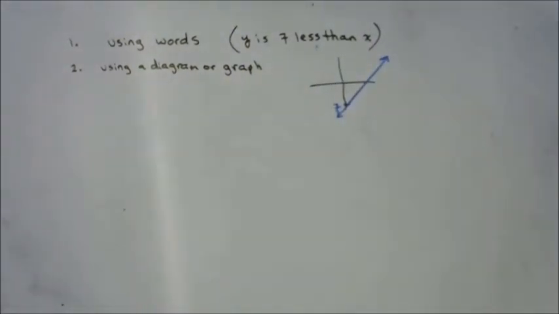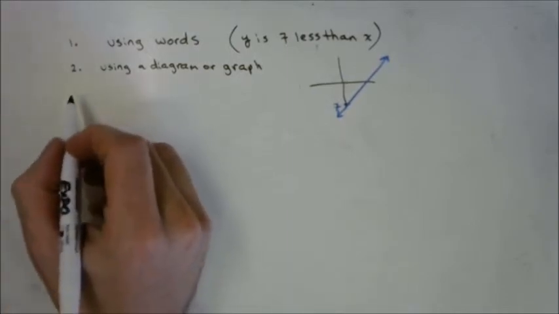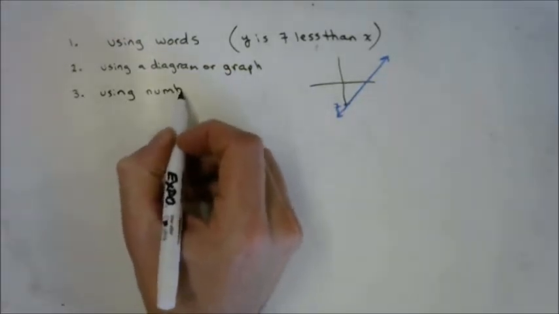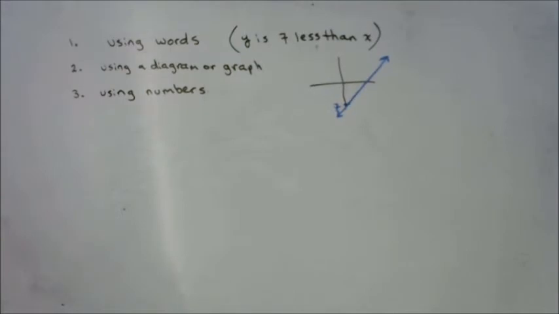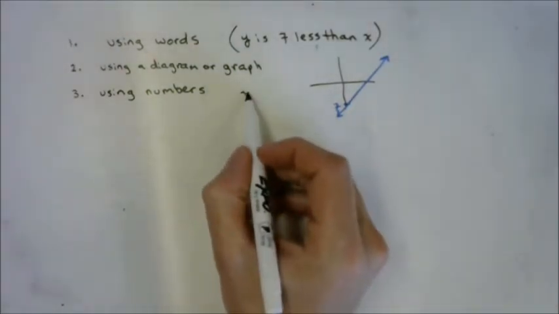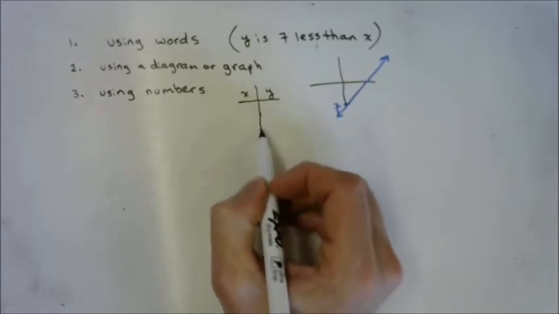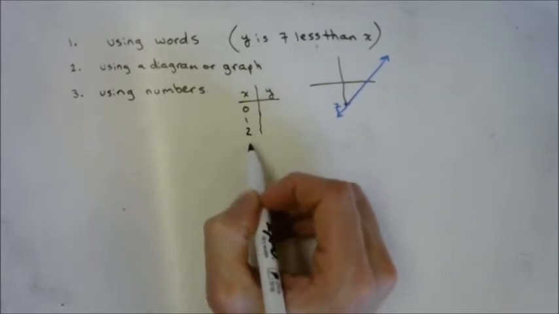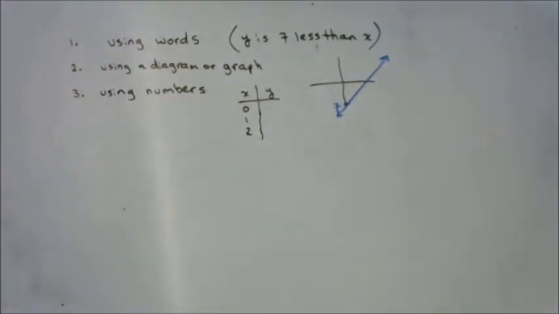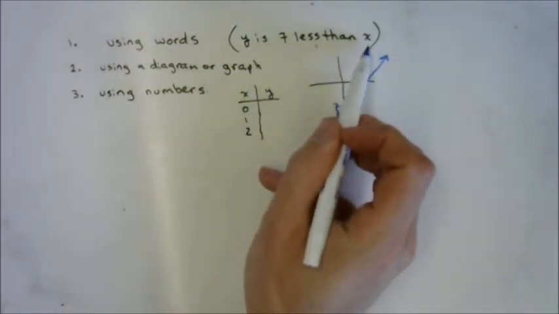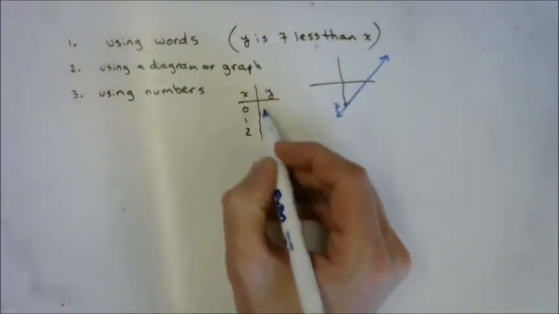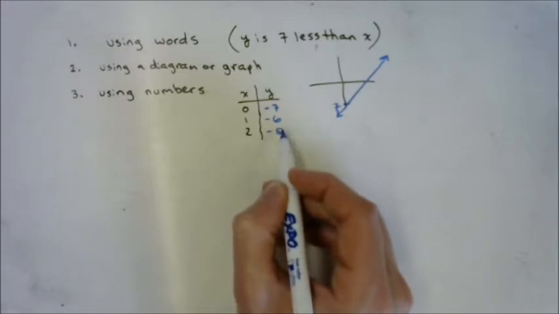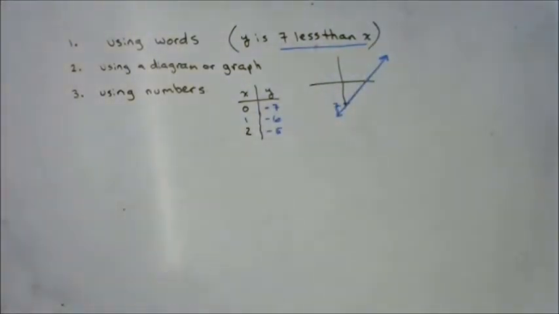The third way that we can represent it is using numbers. I think what they're trying to get at is a table of values here. So if we used numbers, we would say, okay, let's look at what's happening when x is 0, when x is 1, when x is 2, and then you do a few more, but I'm just doing a short one. And they would say, okay, y is 7 less than x. So if I have 0 and I have 7 less than that, I must be at -7. If I have 1, I must be at -6. If I have 2, I must be at -5, because y is always 7 less than x.